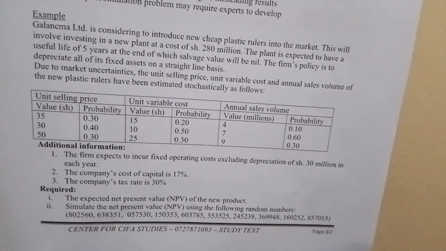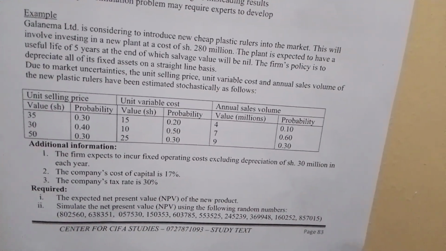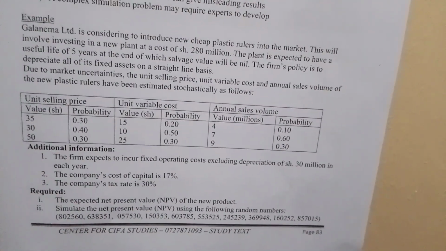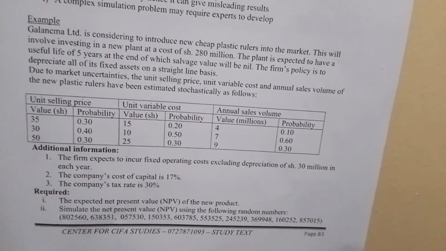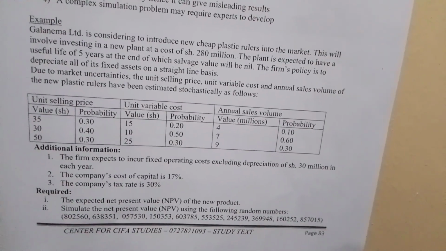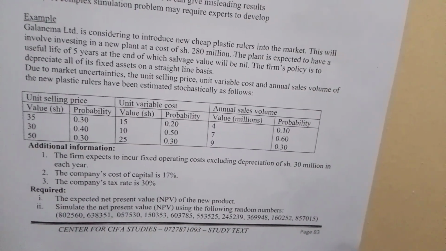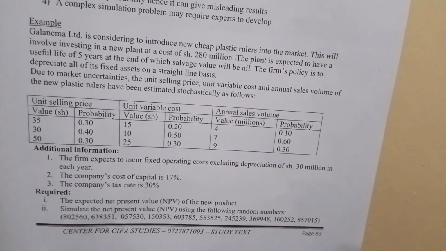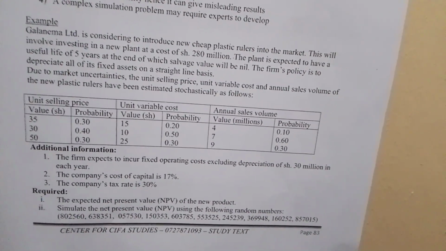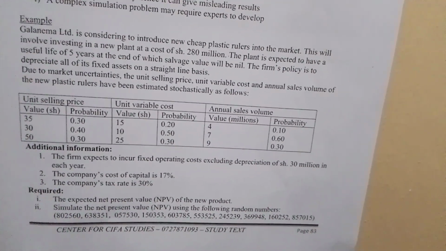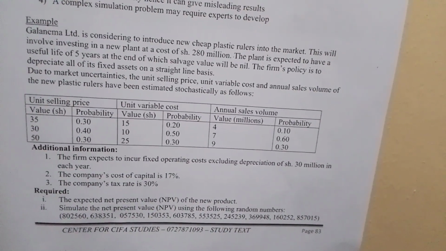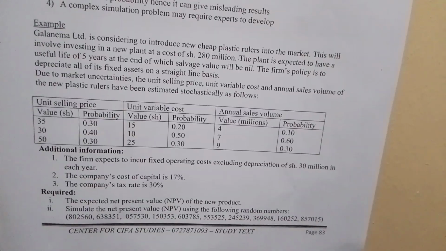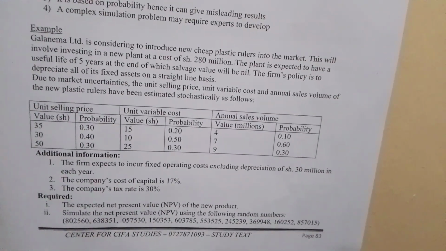And number three, the company's tax rate is 30%. Required: the expected net present value of the new product. And number two, simulate the net present value using the following random numbers. So the random numbers have been given there. They are the ones that you'll be using for the purpose of simulation.